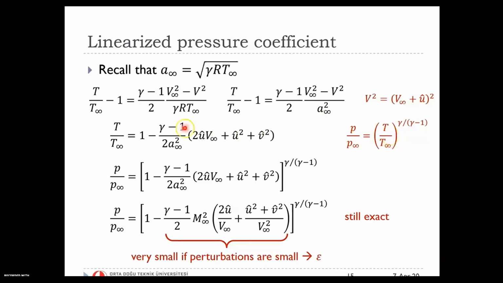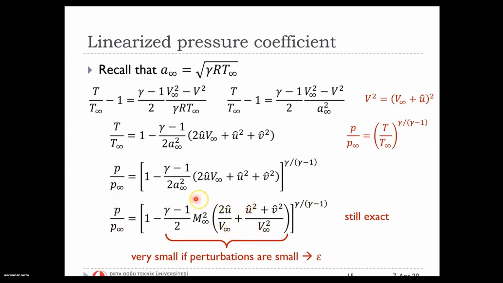Okay, so we already have T over T infinity here, and if you plug that in, having this relation for an isentropic flow, we will end up with this equation. That's still an exact equation. Of course, we haven't done any simplification yet, but we just said that it's valid for the isentropic flow case.